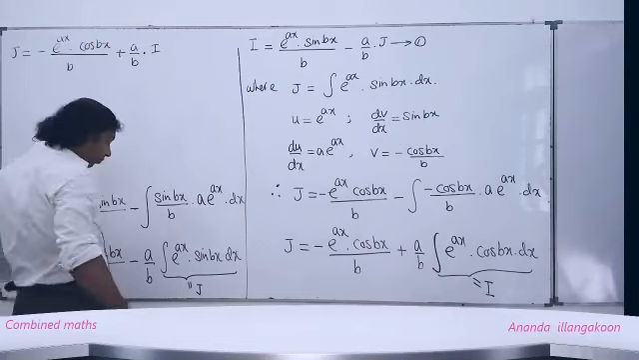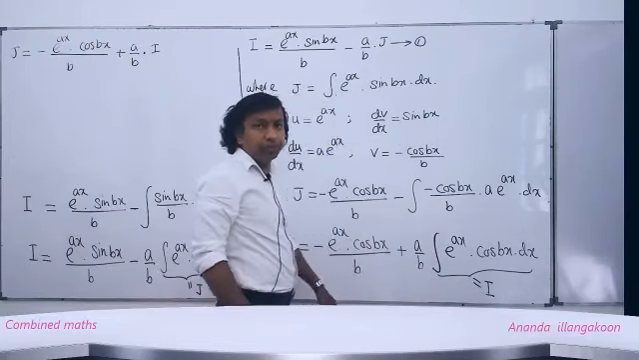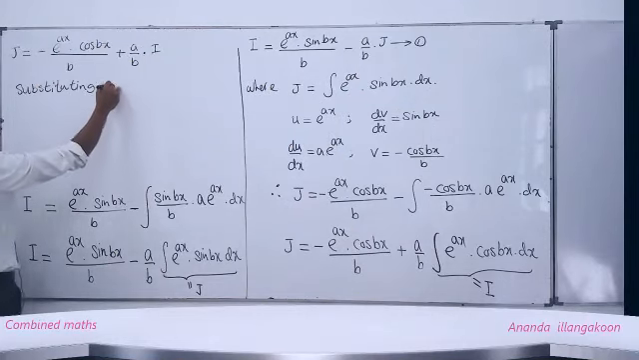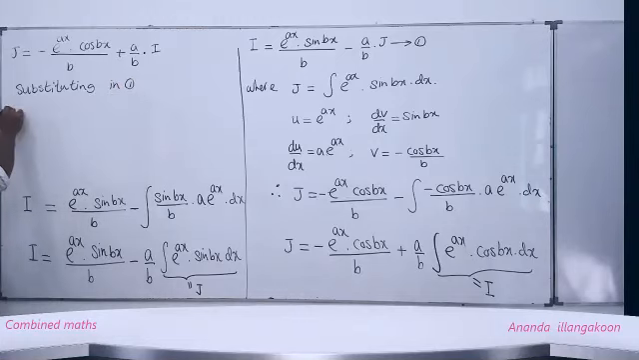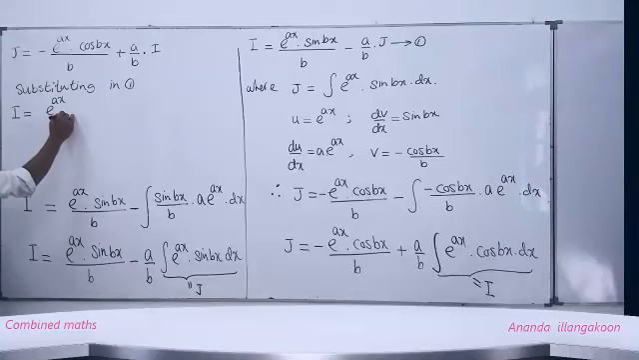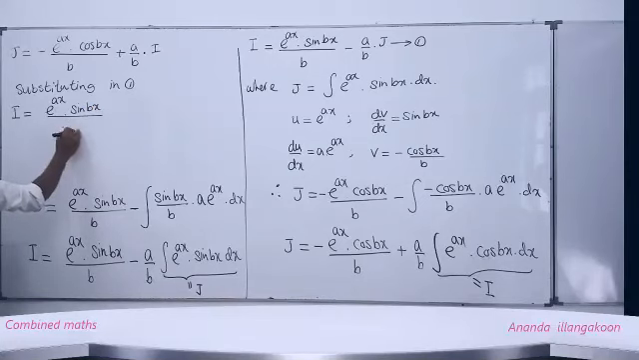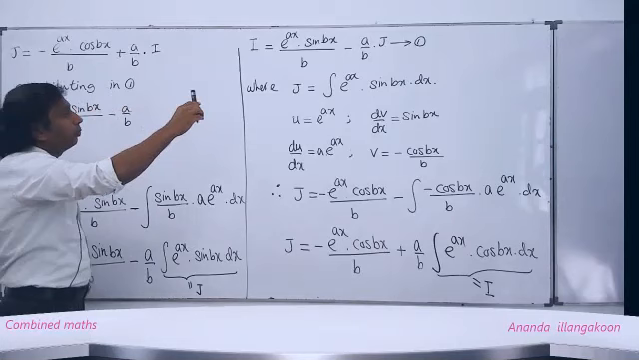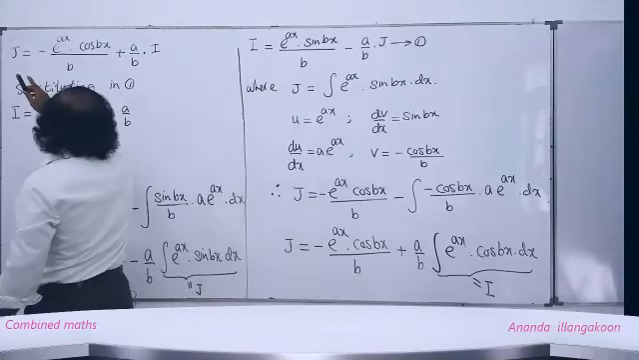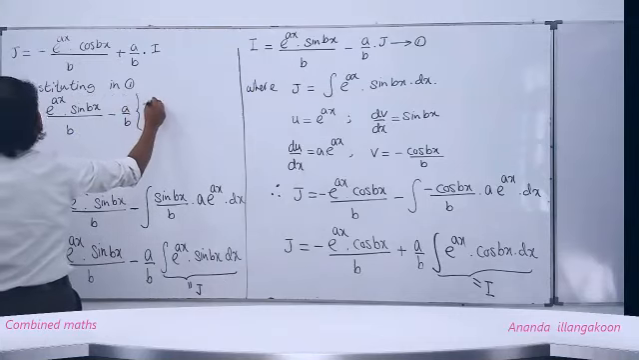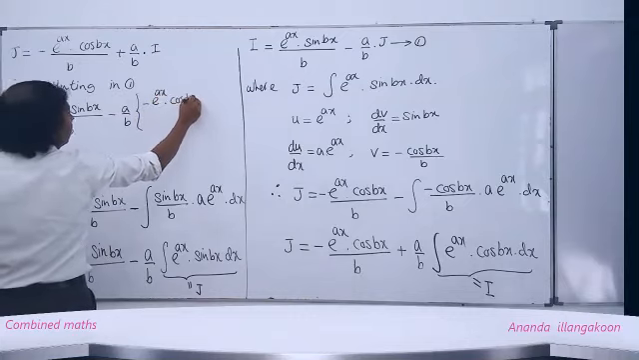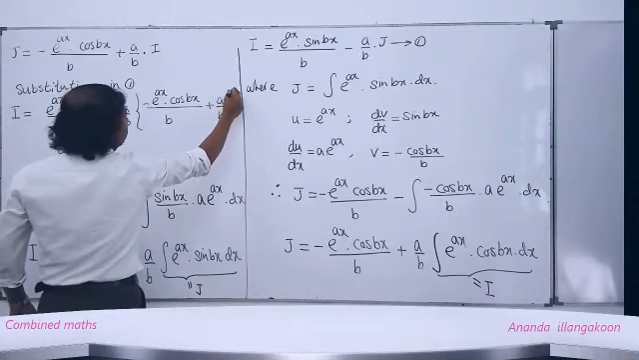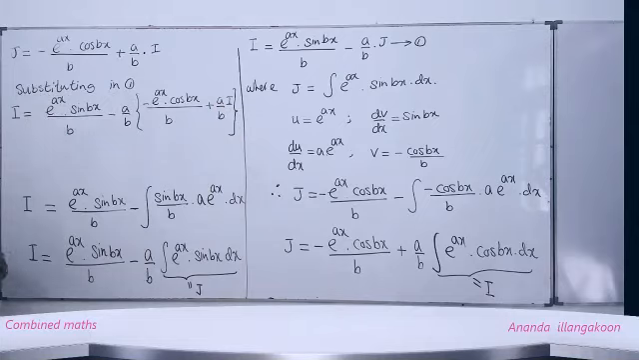Now this J is available in number 1 here. For this J, we substitute the answer in number 1. I is equal to e^(ax) sin bx by b minus a by b times J. For this J, I substitute this answer: minus e^(ax) cos bx divided by b plus a upon b times I.